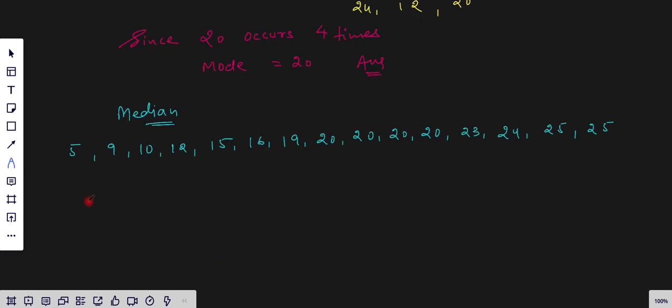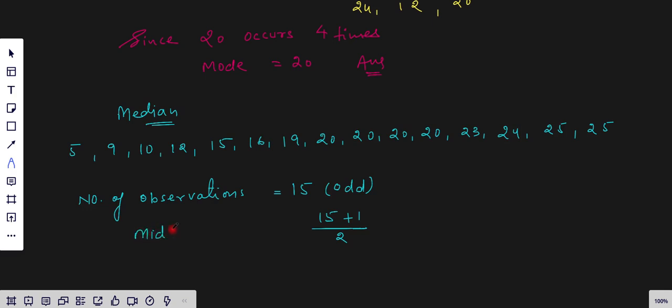So the number of observations is equal to 15, and 15 is an odd number. So how do we calculate the middle observation? For that, you will do 15 plus 1 divided by 2. This will give you the middle observation.